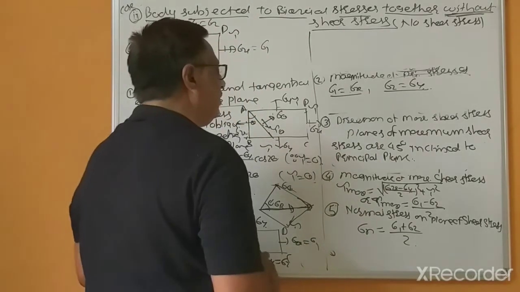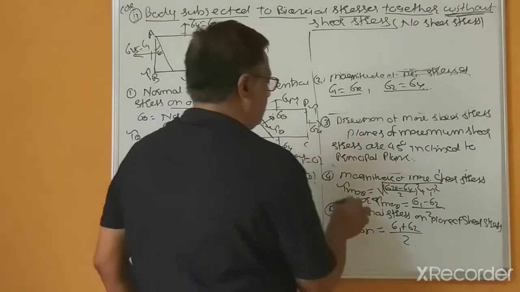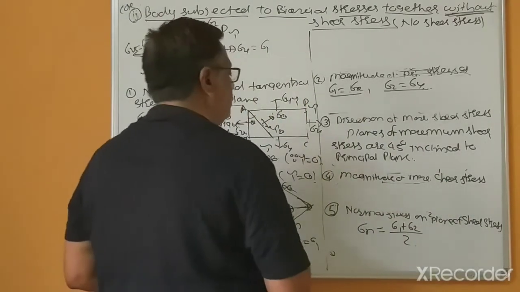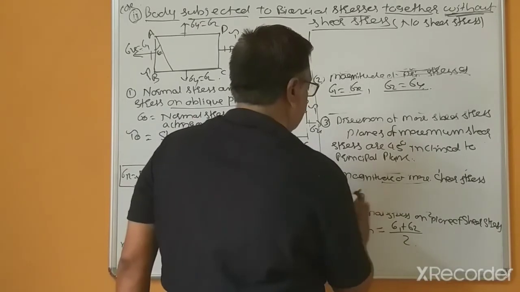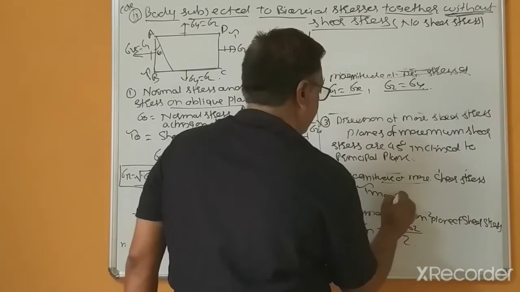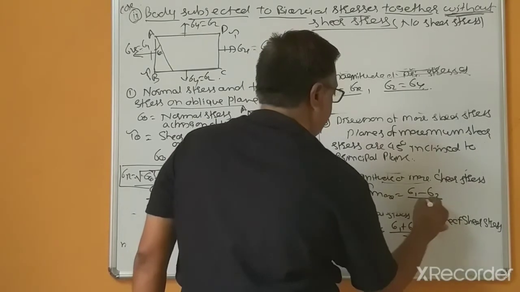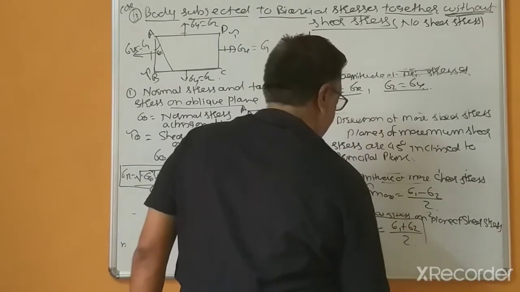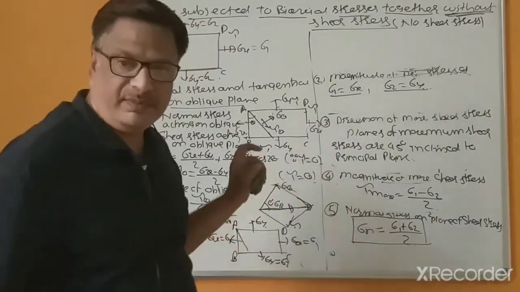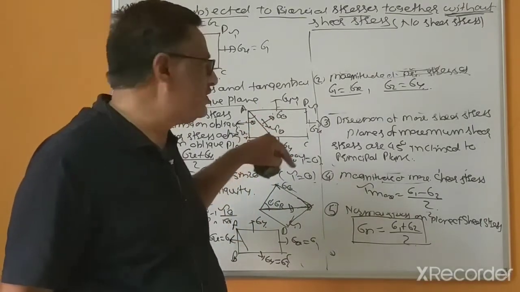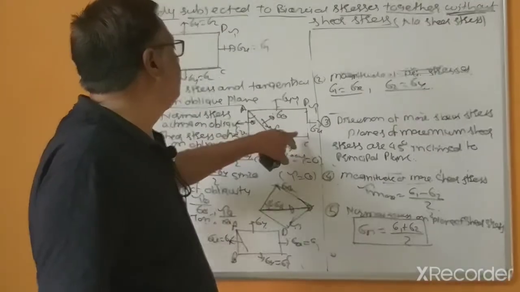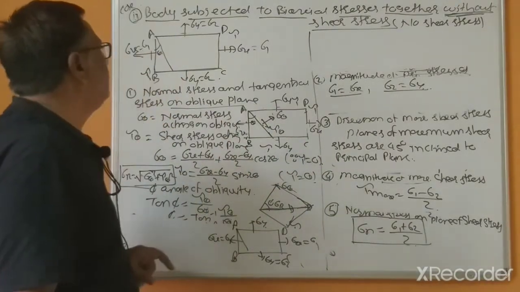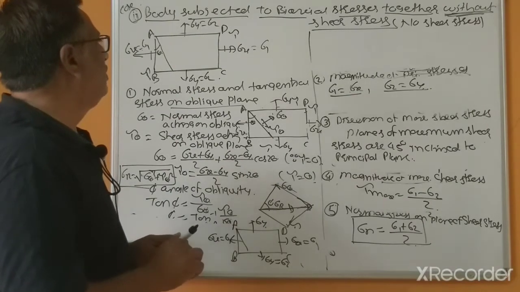Now the magnitude of the maximum shear stress, that you can calculate by using the formula tau max equals sigma 1 minus sigma 2 divided by 2, and the normal stress again we can use this formula. So this is for when only the principal stress is induced on the major principal plane and minor principal plane. So this is a body subjected to biaxial stresses without shear stress.